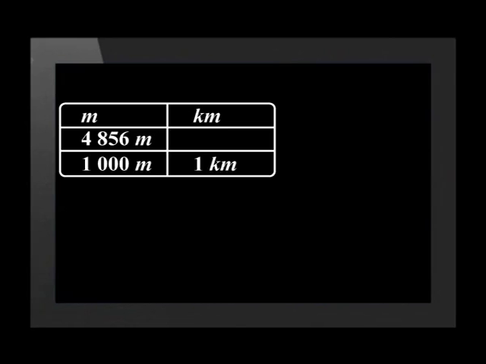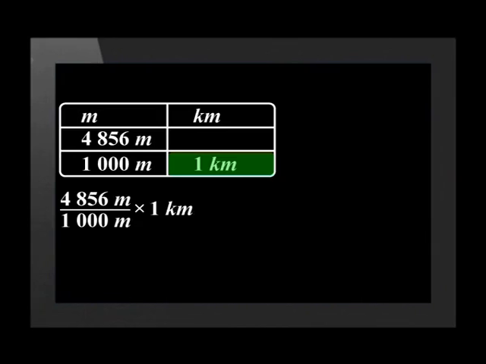To find the answer, divide the values in the same column. The top value is divided by the bottom value. Once you have this answer, multiply by the rest of the conversion factor. So, we divide 4,856 meters by 1,000 meters and multiply the answer by 1 kilometer. The answer is 4.856 kilometers. You must be able to convert area.